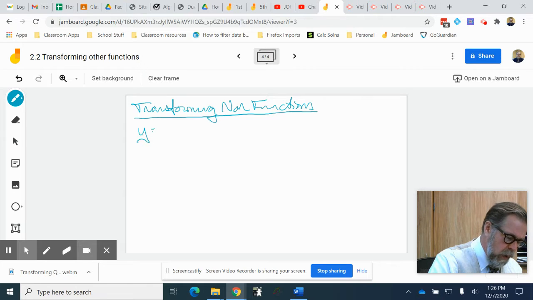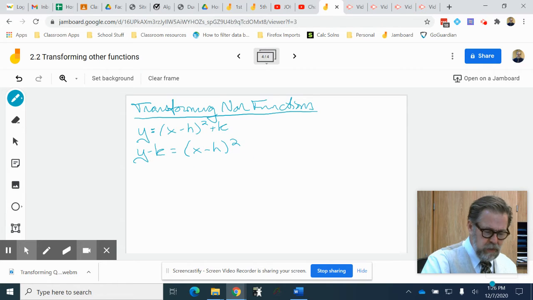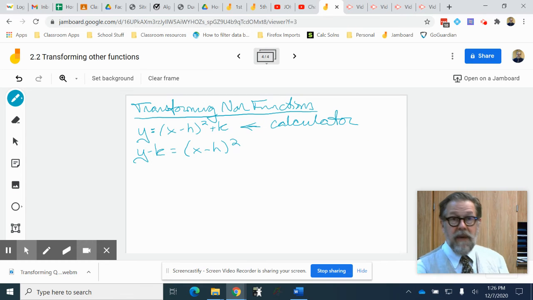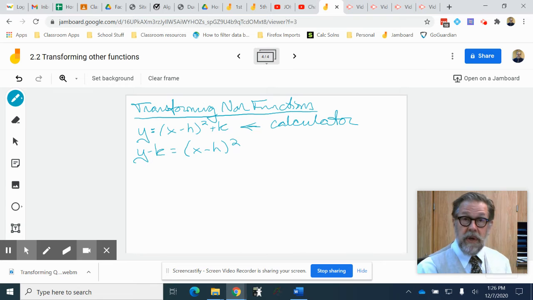First of all, we've got y equals (x minus h) squared plus k. I'm going to ignore the stretch factor for now. Notice that I can write this as y minus k equals (x minus h) squared. In my classes, we always write this first one because when we're typing it into the calculator, and we do a lot of this kind of exploration, it's a lot easier to have it in y equals form. You will see this written quite regularly, the y minus k and the x minus h.